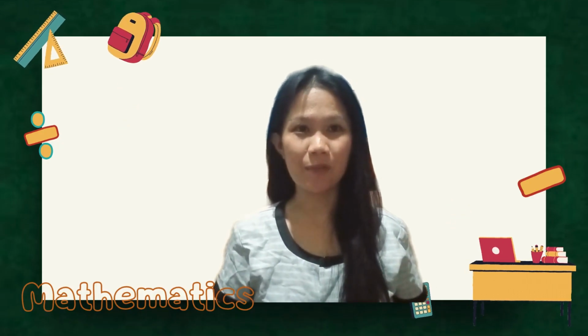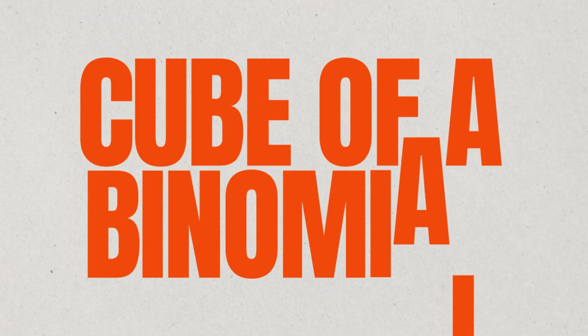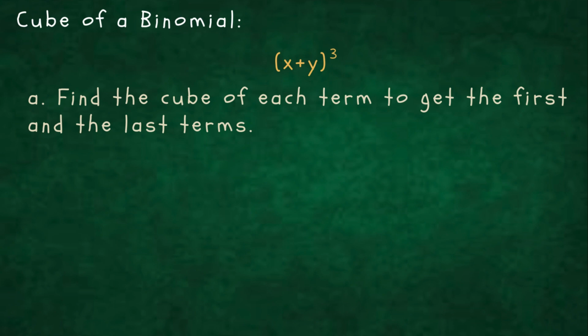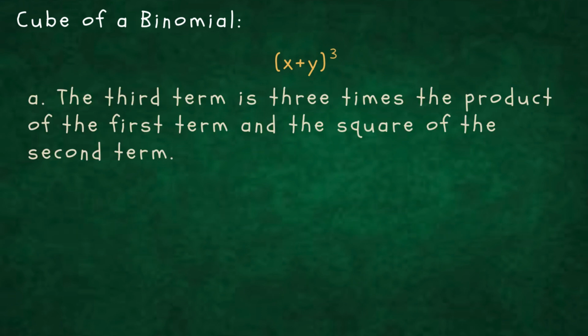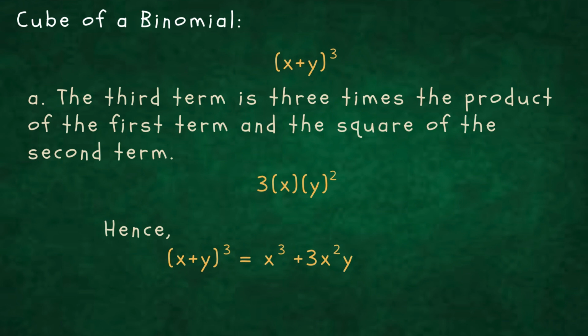Let us now try finding the cube of a binomial. Let's take this expression as an example. (x + y) cubed. Find the cube of each term to get the first and the last terms. That will be x cubed and y cubed. The second term is 3 times the product of the square of the first term and the second term. That will be 3x squared times y. Next, the third term is 3 times the product of the first term and the square of the second term. That will be 3 times x times y squared. Hence, (x + y) cubed is equal to x cubed plus 3x squared y plus 3xy squared plus y cubed.